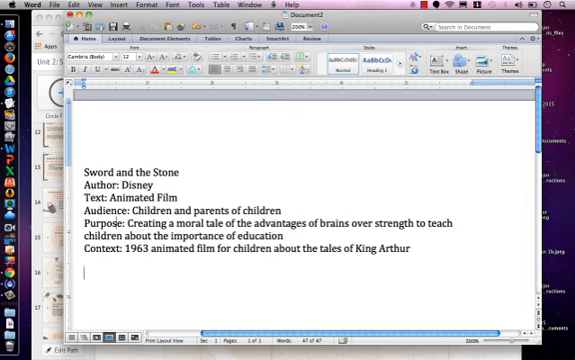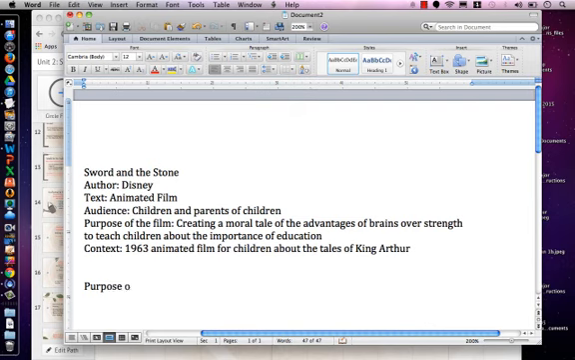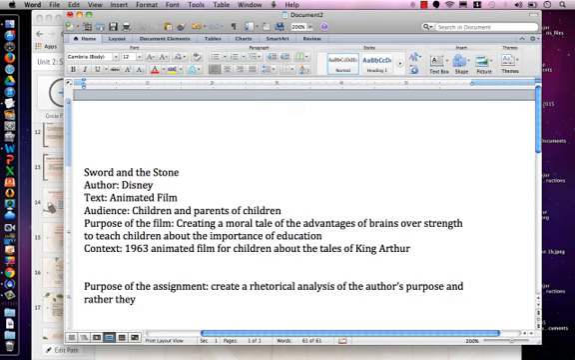So this is the purpose of the film, but the purpose of the assignment, if we look at the assignment 2 directions, is to do what? Create a rhetorical analysis of the author's purpose and whether they achieve the purpose with respect to the audience. Okay? So that's the purpose, right?